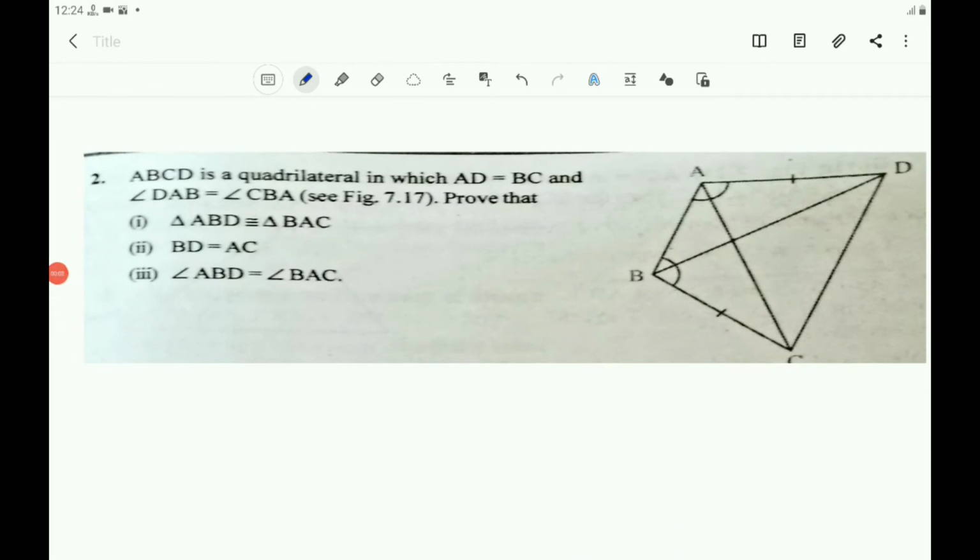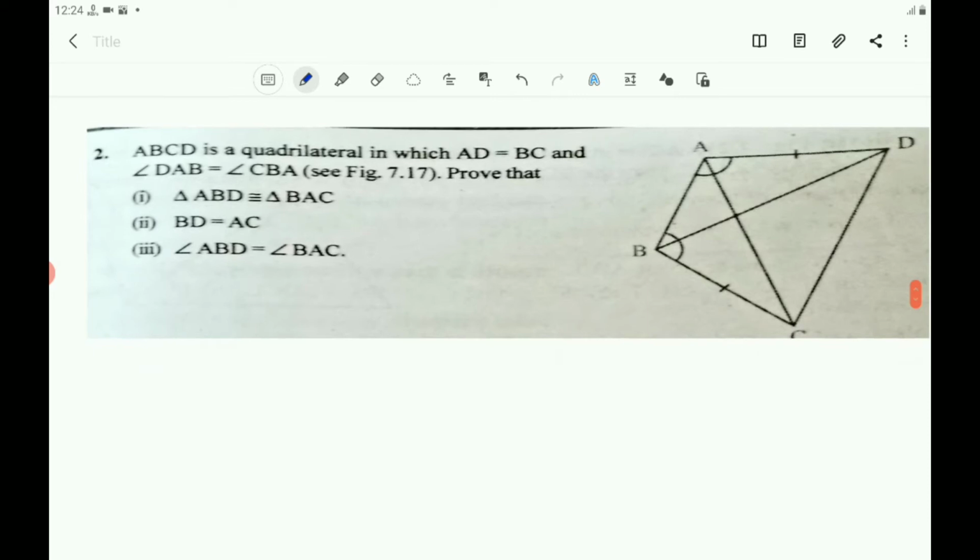We have to prove that triangle ABD is congruent to triangle BAC, and BD equals AC, and angle ABD is equal to angle BAC. What you have to prove? Angle ABD is equal to angle BAC. Now you take the two triangles and prove that they are congruent. Write the names of the triangles. Proof, you take.